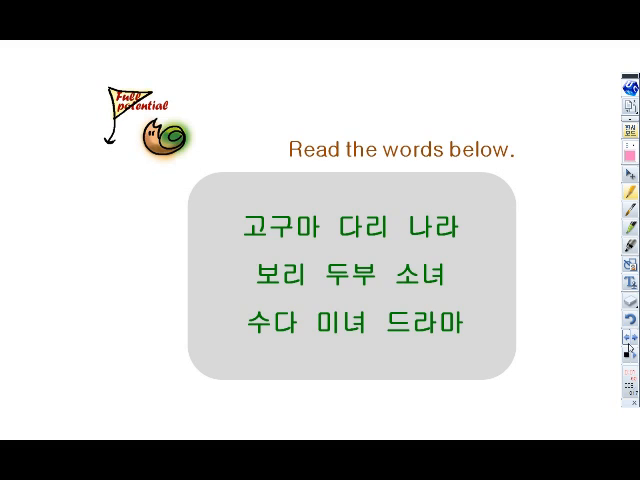고, 구, 마, 다, 리, 나, 라, 보리, 두, 부, 소녀. This one is a little bit difficult to pronounce, right? 수다, 미녀, 드라마.